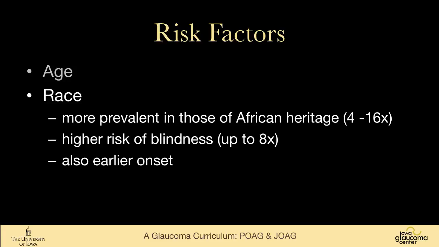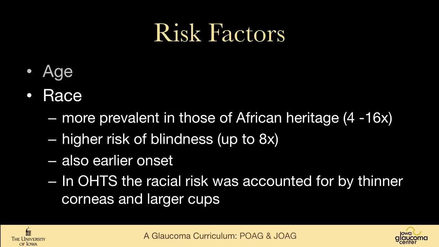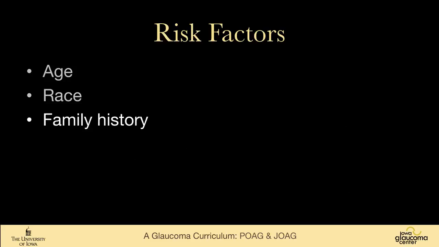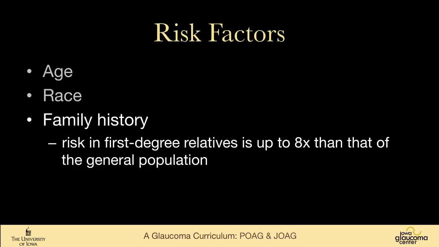Earlier onset glaucoma. But interestingly, in OHTS, the racial risk factor was accounted for by the fact that people of African heritage have typically thinner corneas and larger cups. Family history is important. People who have a family history are at increased risk, up to 8 times higher than the general population, but certainly nothing like 50-50 risk. Substantially higher, but not high.